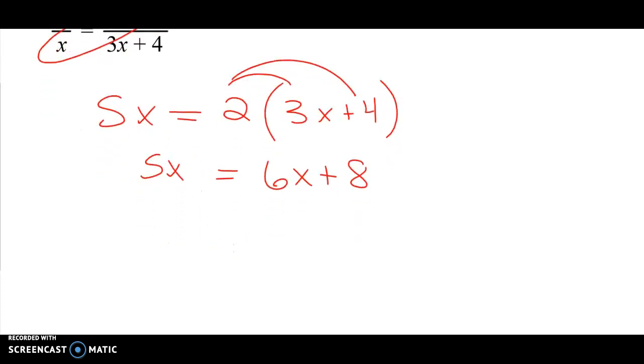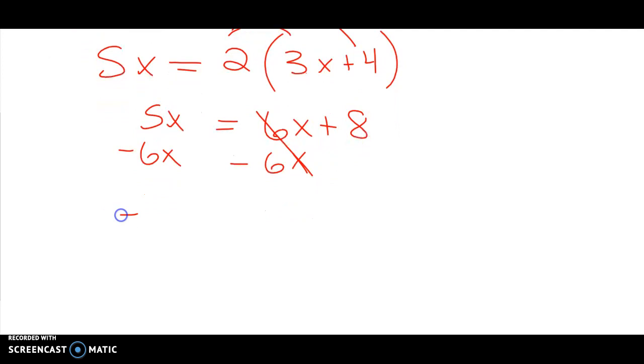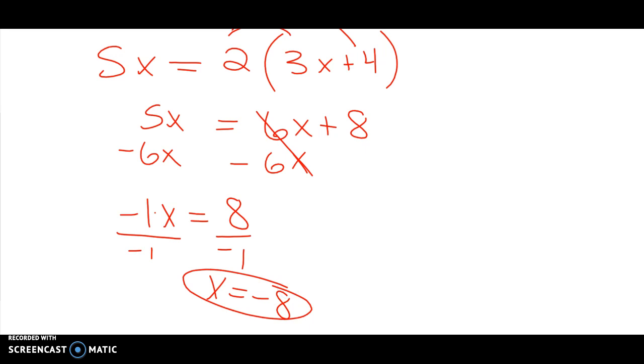And now we're just back to some addition and subtraction. So I'm going to subtract 6 x's to the left. So how many x's do I have on the left side now? Negative 1 x's. Divide by negative 1. Divided by negative 1. X is negative 8.